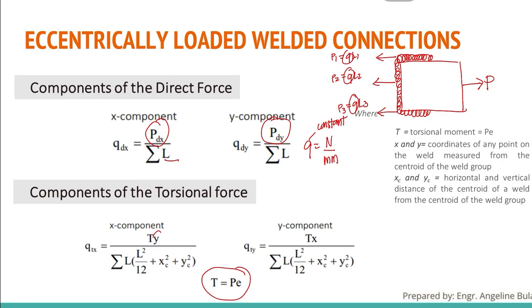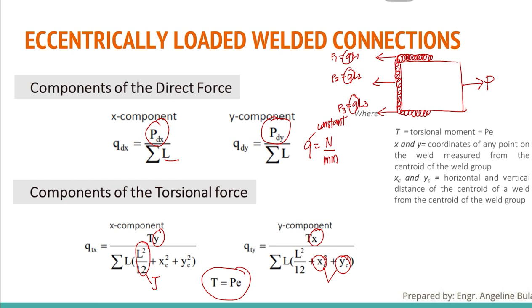Where yung X and Y dito are the coordinates of the weld segment relative to centroid. While yung Y sub C at saka X sub C are the centroid distance of the weld segment. So, later maintindihan natin kung alin ba yan. So, L squared over 12, this represents the weld's polar moment of inertia, yung J.